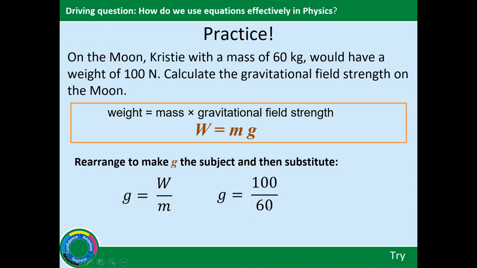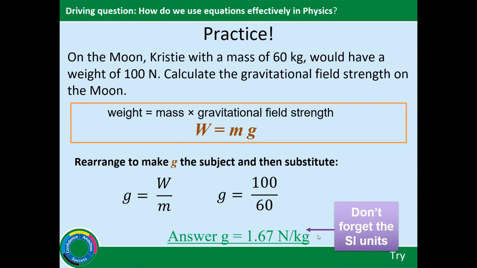The weight 100 divided by 60 gives us 1.67 newton per kilogram. Don't forget your units. And so that is your answer. On the moon, g equals 1.67 newtons per kilogram.